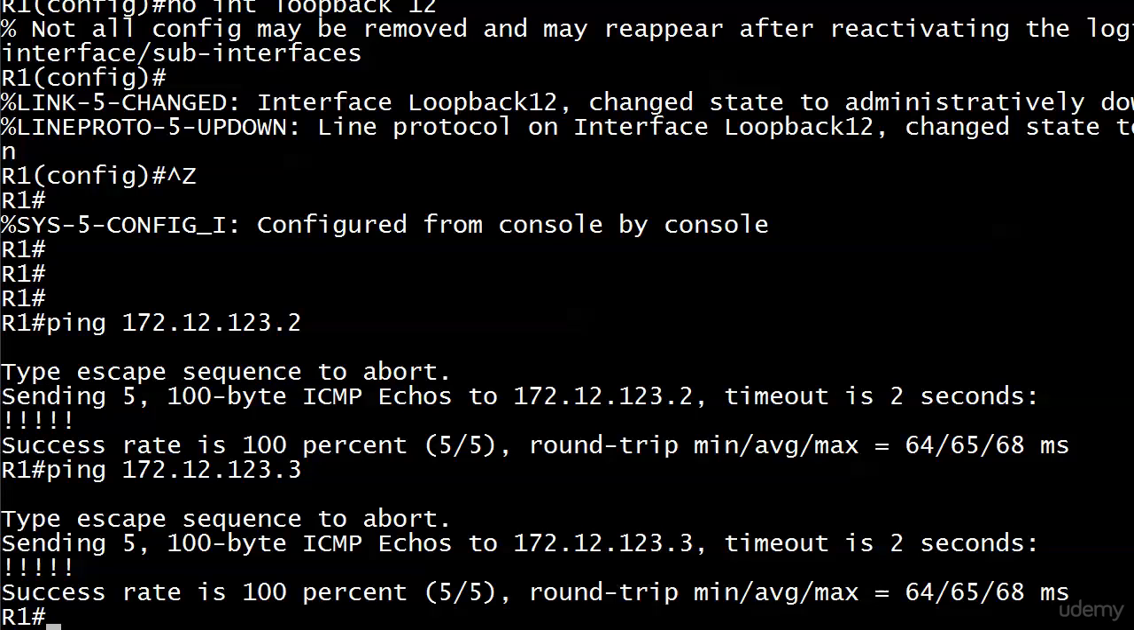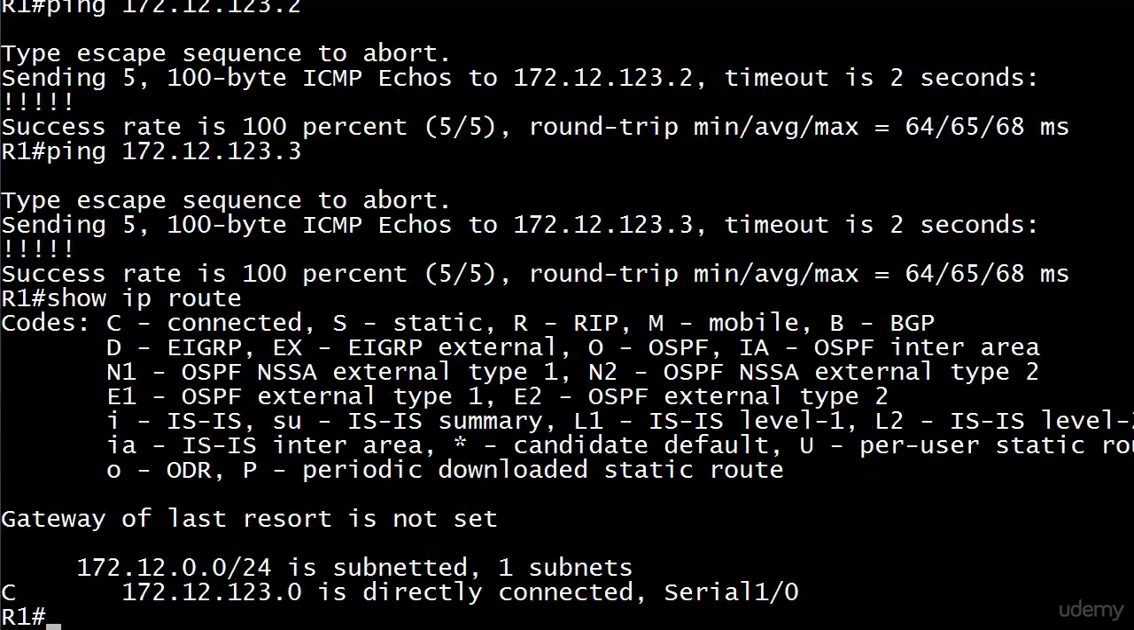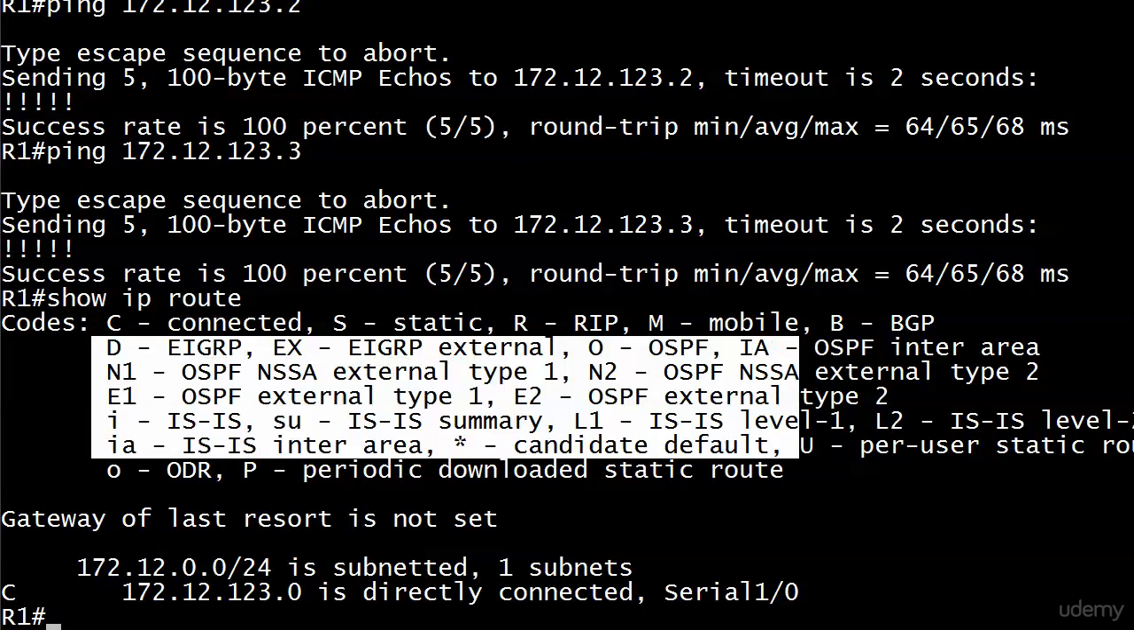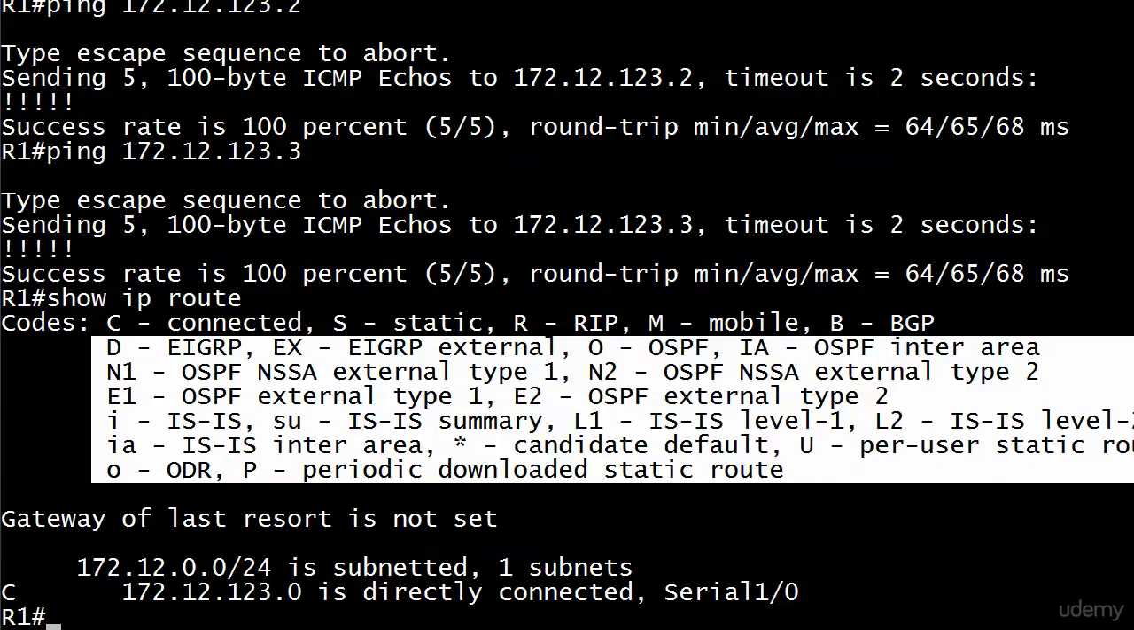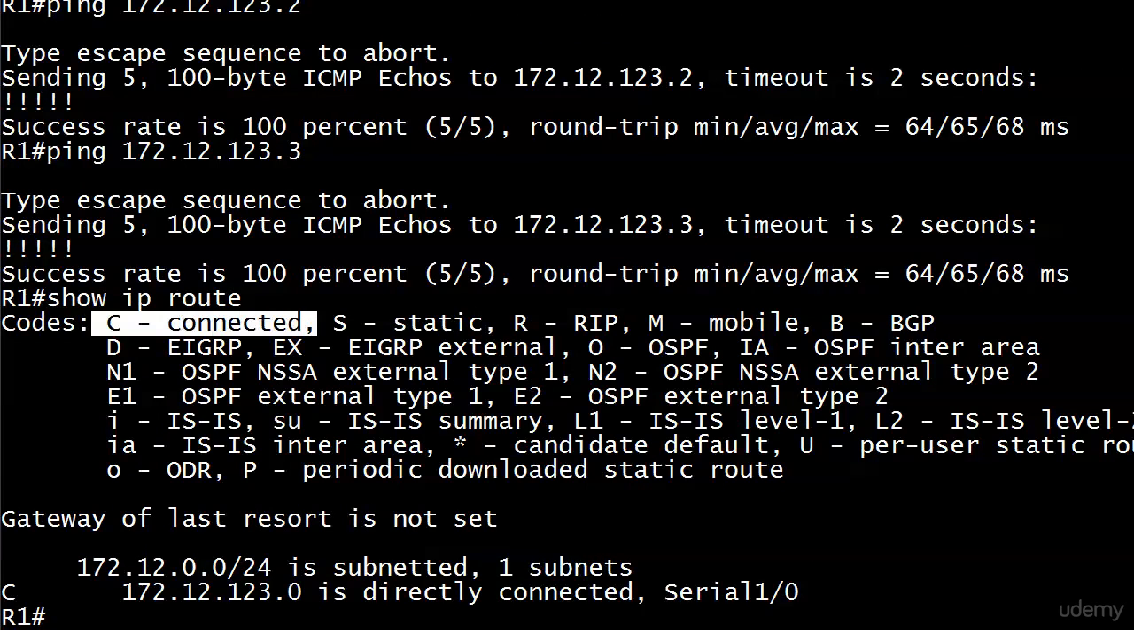Let's take a look at the routing table on router 1 right now. That'll definitely give us a clue as to what's going on. And again, don't worry about all these route types down here. We're going to get to those eventually in your studies. Right now, we're only concerned with the connected routes, which is a good thing because that's the only kind of route we have here on router 1.